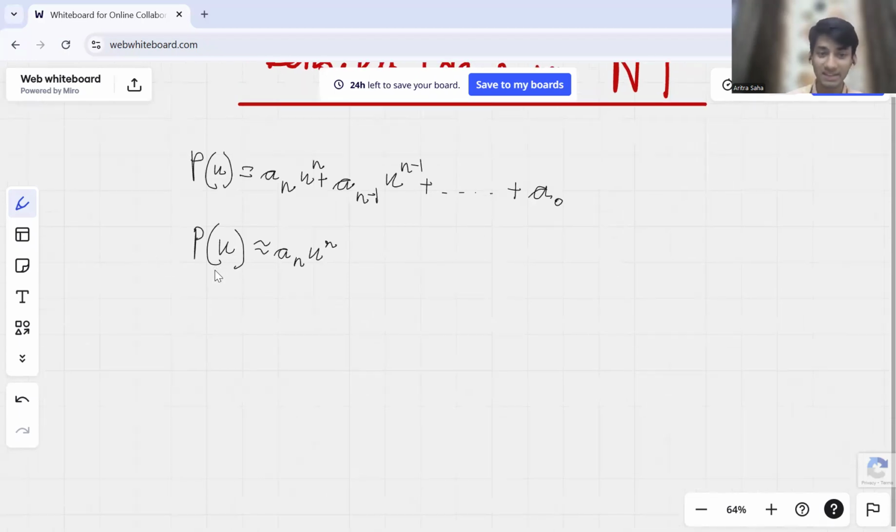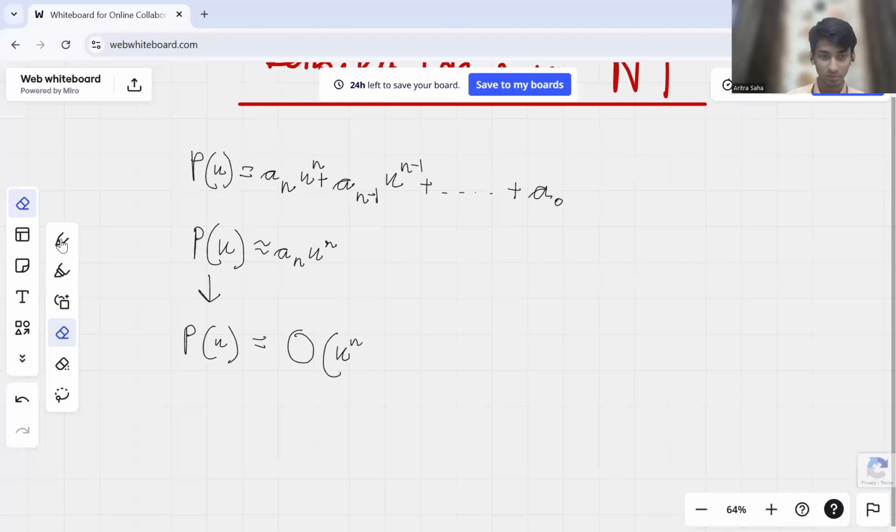So here p of x has a polynomial growth rate, so I can write p of x as O of x to the power n. Anyone has doubt till this point?